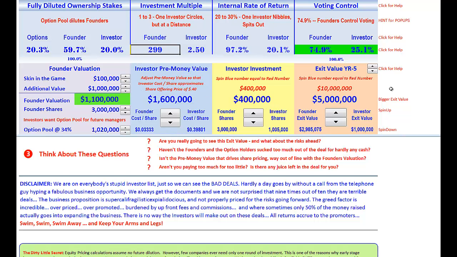And that's pretty crazy. So let me read you our little disclaimer. We are on everybody's stupid investor list, just so we can see the bad deals. Hardly a day goes by without a call from the telephone guy hyping a fabulous business opportunity. We always get the documents, and we are not surprised that 9 times out of 10, they are terrible deals. The business proposition is supercalifragilisticexpialidocious and not properly priced for the risks going forward.